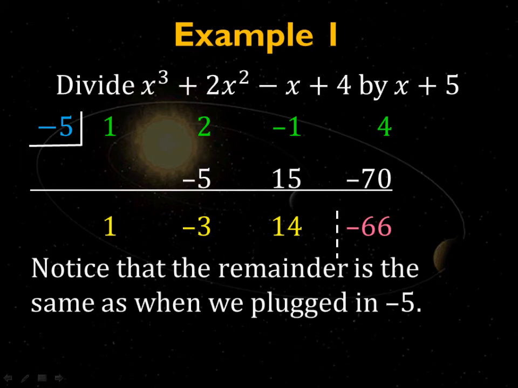So notice that the remainder is the same as when we plugged in negative 5. The point of synthetic substitution and the remainder theorem is that you can figure out the value of a function for any value of x by changing that value to a c and running the synthetic substitution. The remainder will provide you the value of the function when you plug in that value for x. So it's pretty handy, and that way you can save yourself the work of figuring out the third power of negative 5 or whatever.